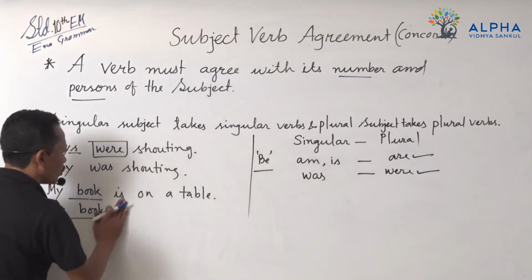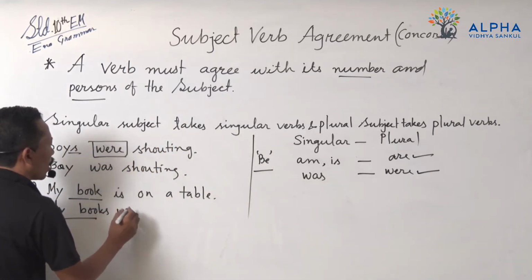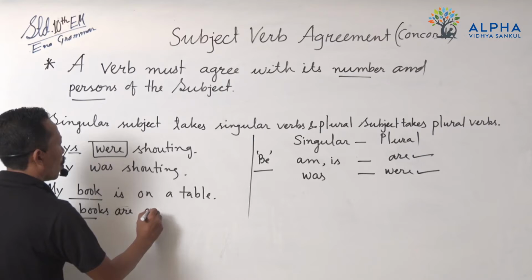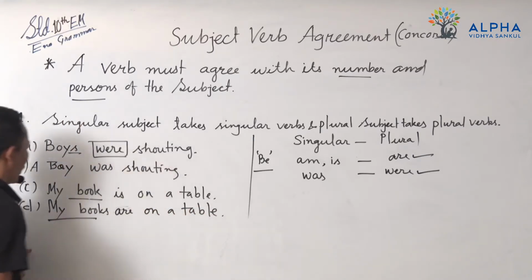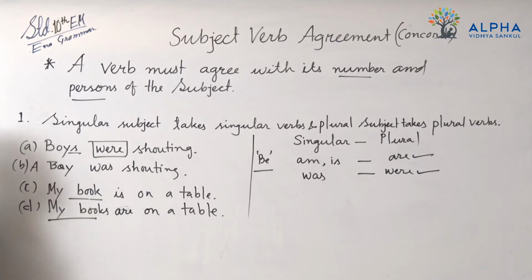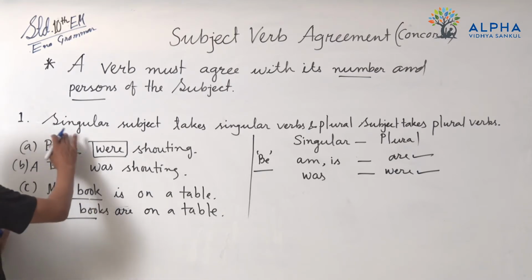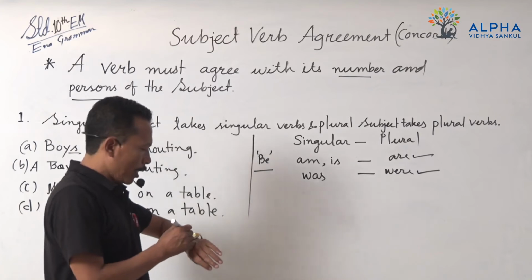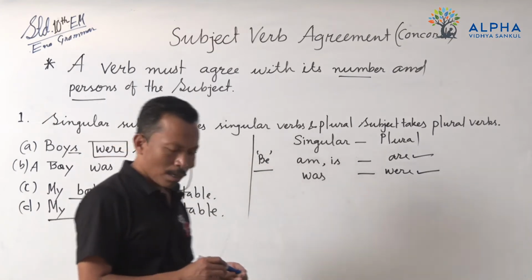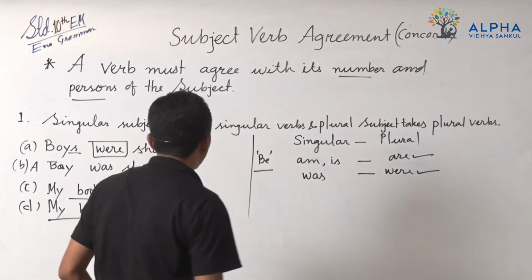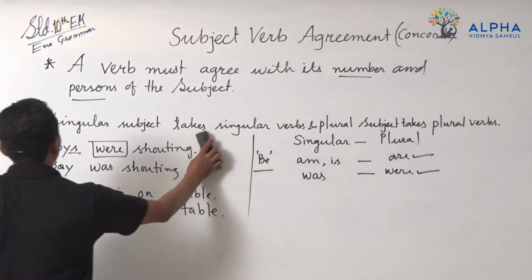Here we have to write, students, my books are on a table. Finish. Singular subjects take singular verbs, and plural subjects take plural verbs.